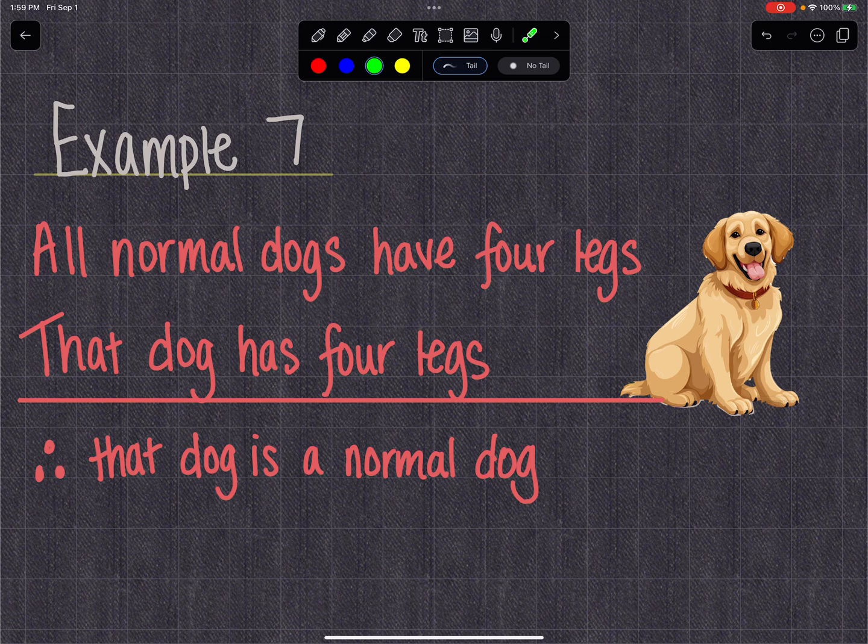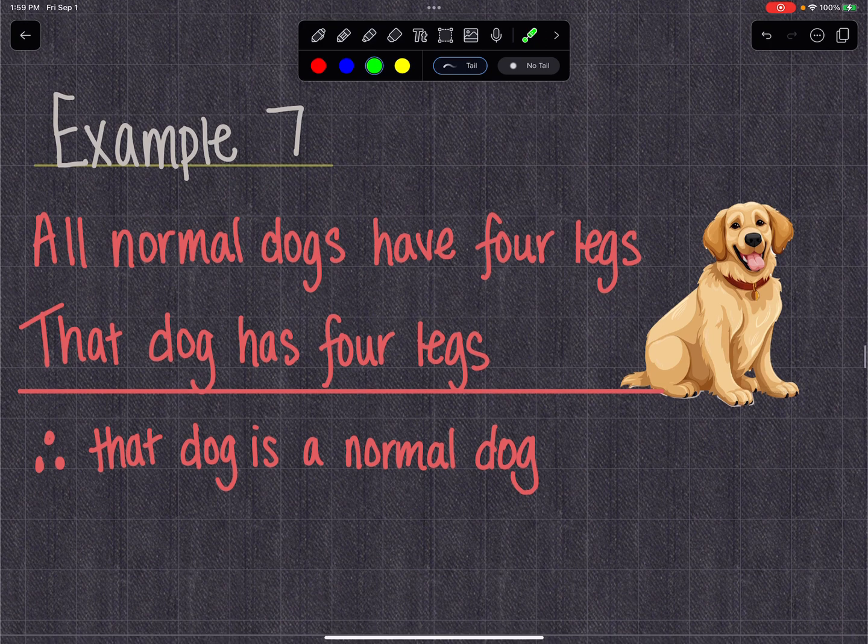Speaking of going backwards, we're going to go to that next, but for now, just know that that is not a valid argument, because the described set is the set of normal dogs. So for a valid argument, you would have had to say, that dog is a normal dog, and then you could say, therefore, that dog has 4 legs. That would be valid. That would be how I would change it to make it valid.